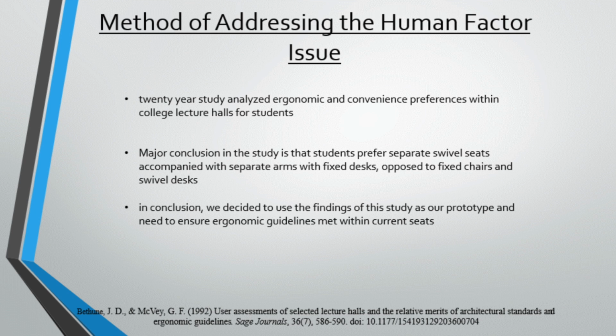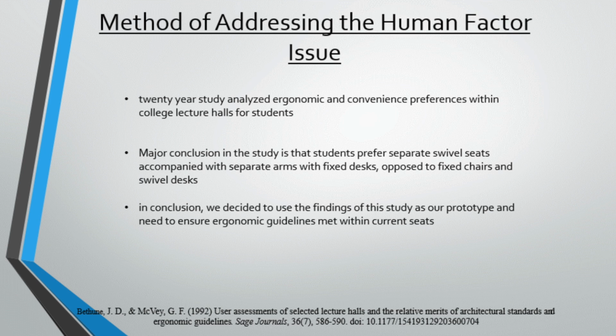Method of addressing the human factor issue. After identifying the current problems within the system, we knew we would need to seek out evidence-based research to showcase a way to solve our human factors issue. After analyzing a 20-year study that looked at ergonomic and convenience preferences within college lecture halls for students, we were able to conclude that students aren't able to establish comfortability within a lecture setting due to the fact that architects design classrooms based on architectural standardized building handbooks. These standardized handbooks are not often updated based on the needs of the human factor, the user or student in this case, leading to complaints from students.